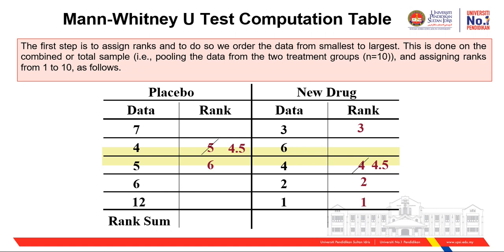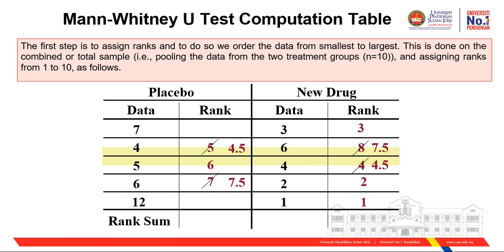And then next, number 5 is rank 6. And then we have here 6. We have two data 6, so we give ranks 7 and 8, but still the data is the same. That's why we need to take the average. 7 plus 8, 15, divided by 2.